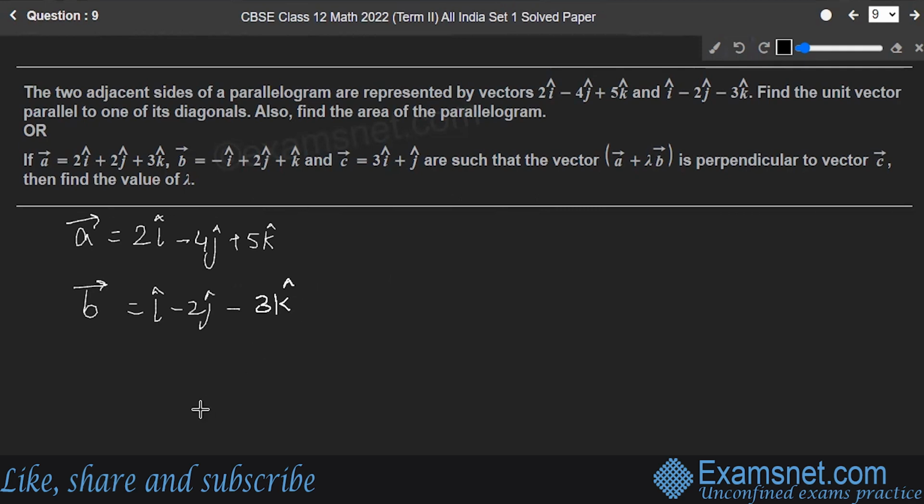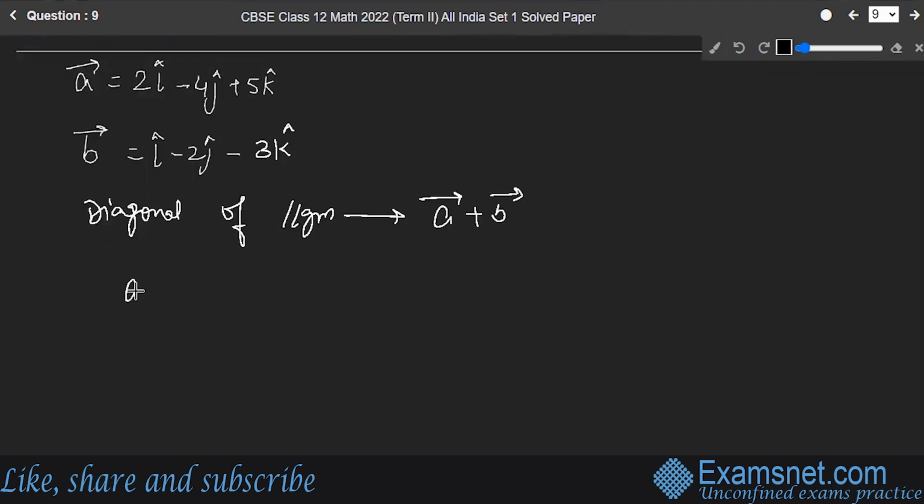We know that the diagonal of the parallelogram is given by A plus B. So A plus B will be equal to the summation of these two vectors. This will be 3i minus 6j plus 2k. Hope you are clear with this.